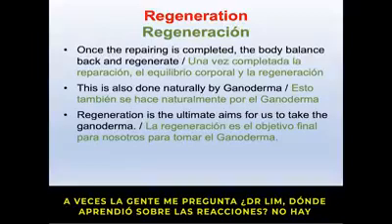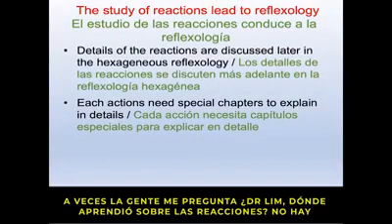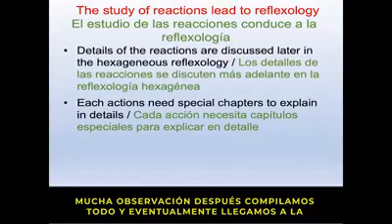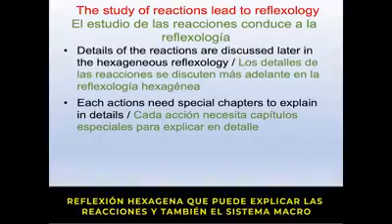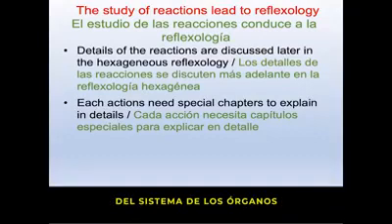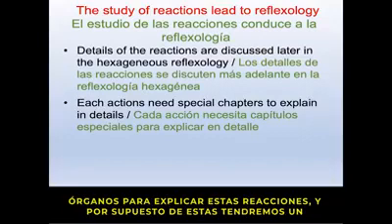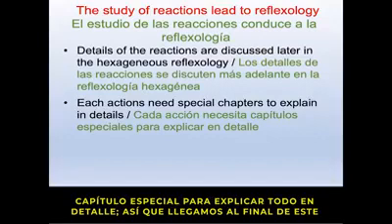Sometimes people ask me, Dr. Lim, where do you learn all these reactions? There are no books on that. Actually, our knowledge on the reactions comes through a lot of observation. After that, we compile the whole thing, and eventually we discover this hexagenous reflexology that can explain the reactions, and also the macro organ system. So these are the two major theories, hexagenous reflexology and organ theory, to explain these reactions. And all these things, of course, need a special chapter to explain in great detail.